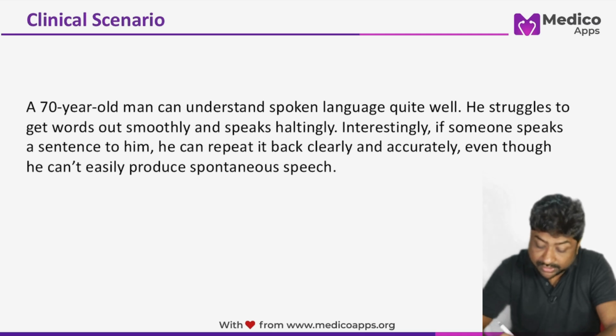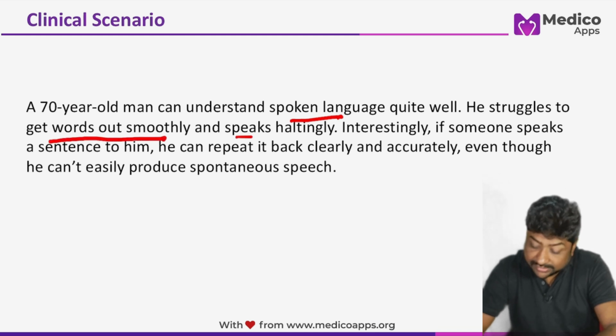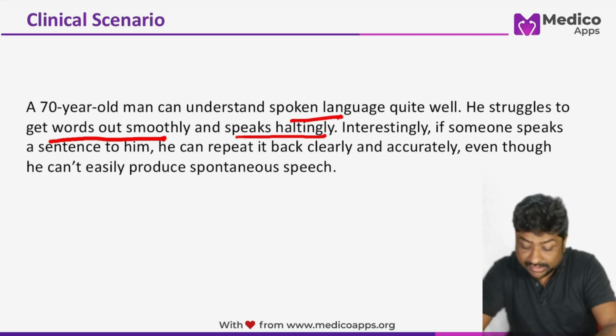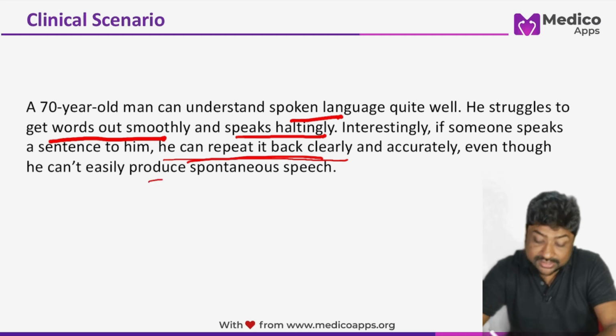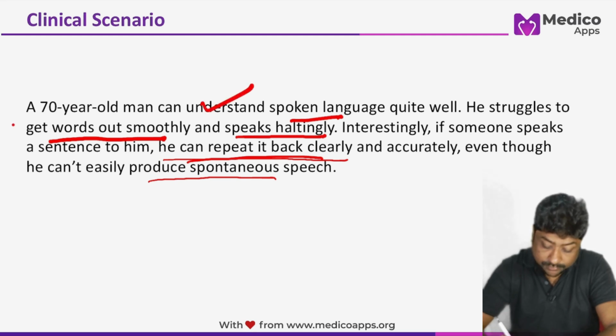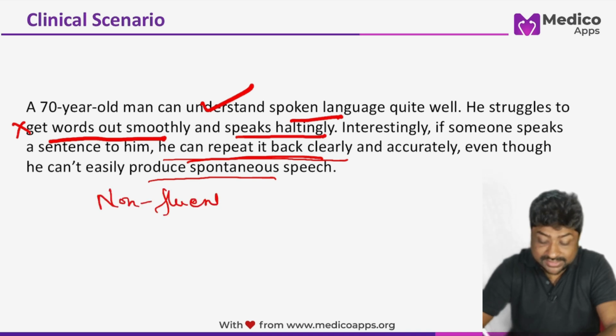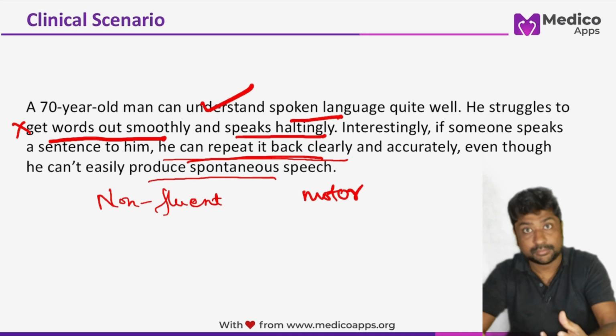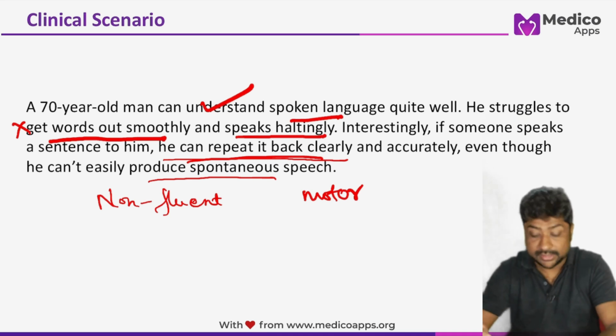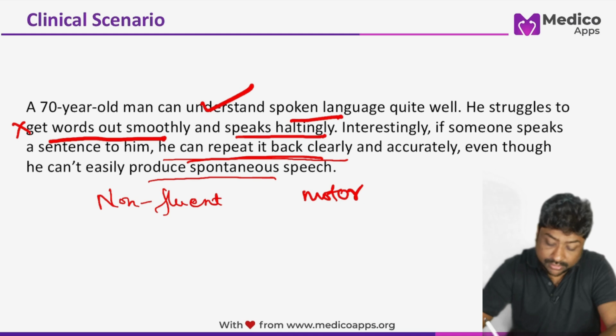A 70-year-old man can understand spoken language quite well. He struggles to get words out smoothly, but speaks haltingly. Interestingly, if someone speaks a sentence to him, he can repeat it back clearly and accurately, even though he cannot produce spontaneous speech. So his understanding is preserved, but fluency is not. So this is a non-fluent, motor type of aphasia. But you can see he is able to repeat sentences very easily. He is not able to spontaneously produce speech, but he is able to repeat.